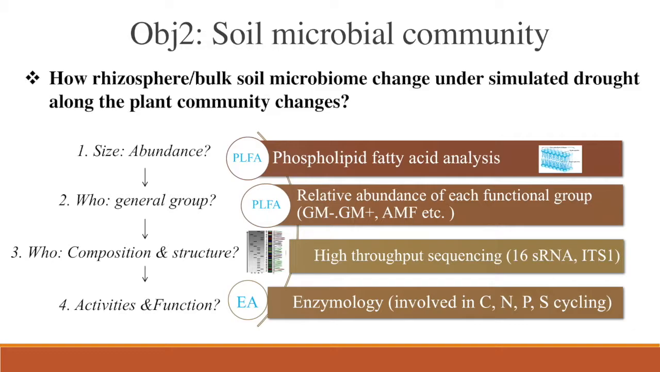Then we can also look at the specific microbial community composition and structure, using high-throughput sequencing to look at the bacterial and fungal communities. Now we know how many microbes are there and who is there. Eventually we also want to know what functions and activities they provide. So we can look at enzyme activity in the carbon, nitrogen, phosphorus, and sulfur cycles.